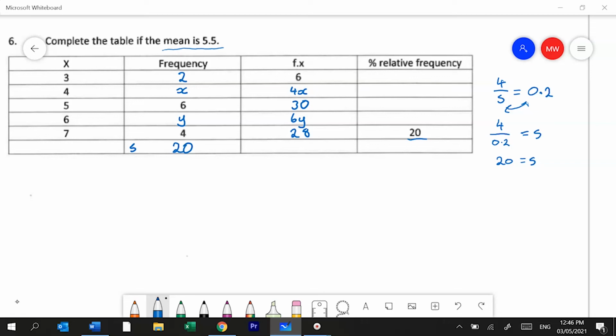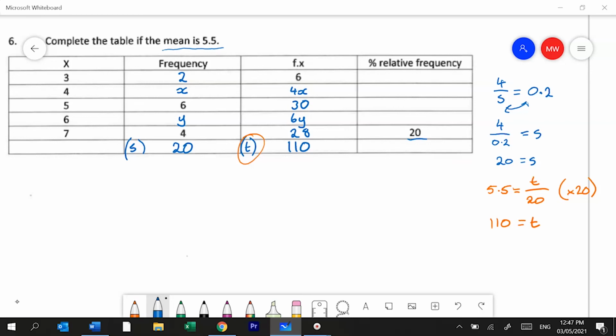Now, if we try and find out the total for the fx column, we can use the mean to do that. Because remember, again, if I call this one t, for example, if we take that over to the side here, I might do this one in orange, okay, just so that we've got something different here to work with. We know that the mean is the fx total divided by the frequency total. So that means that 5.5 is going to be t divided by 20. And if we times both sides by 20, then t will be 110. So we know that this one is 110. And suddenly this is starting to look a little bit more manageable.